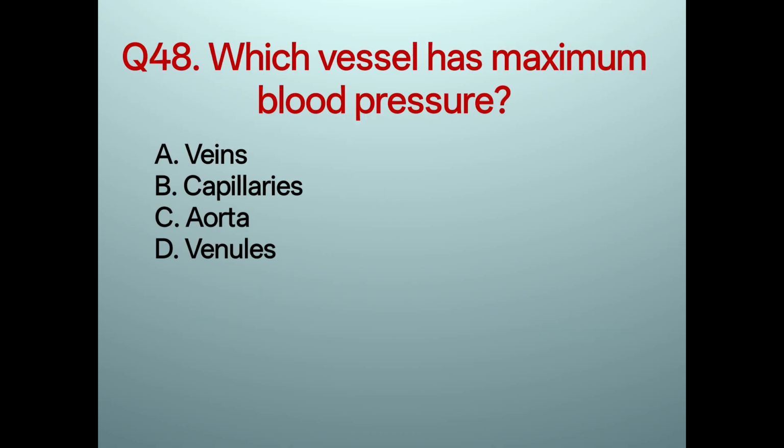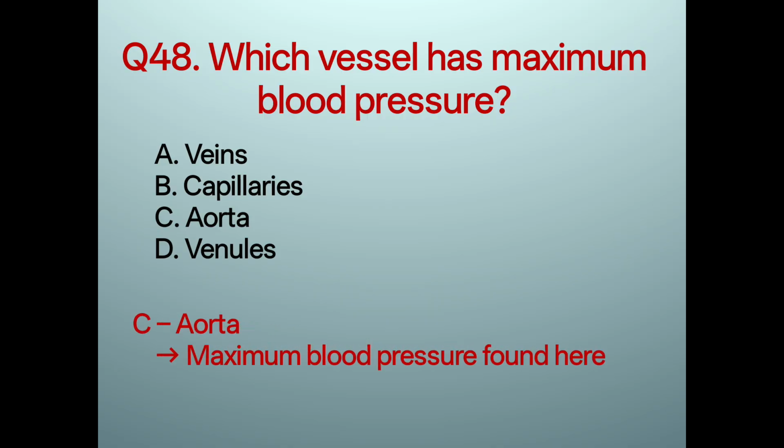Which vessel has maximum blood pressure? Veins, capillaries, aorta and venules. The correct answer is aorta. Maximum blood pressure is found here.